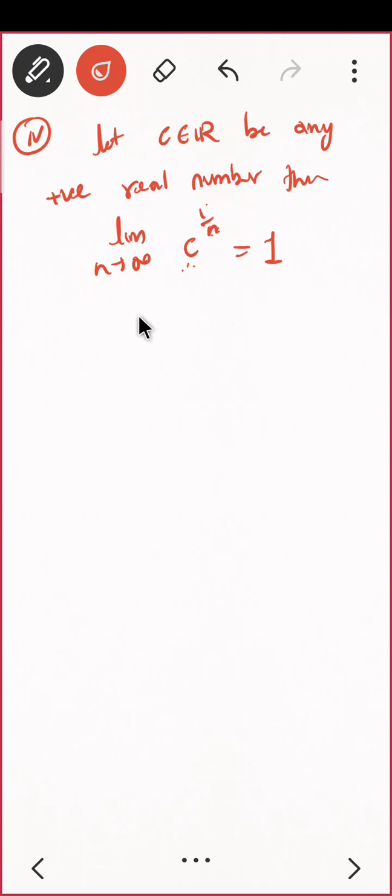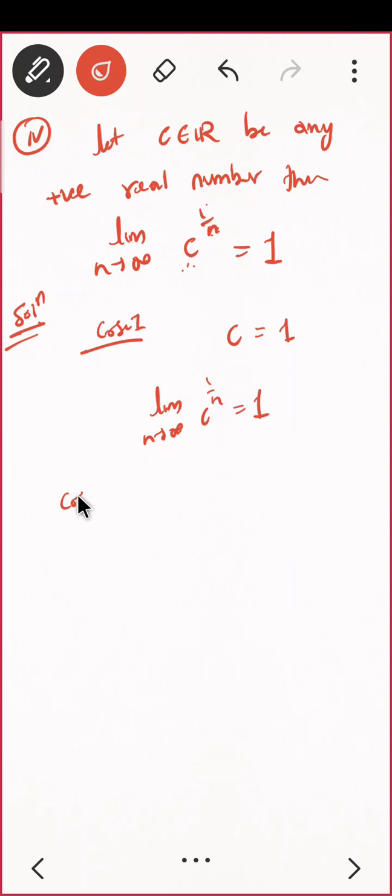What about when C is 1? We need to take three cases here, I think. Yeah. Case 1 will be when C is equal to 1. If you take C equal to 1, then there is nothing to prove. Do you agree? Then limit of n tending to infinity C raised to 1 by n is equal to 1. That is okay. Case 2 I should take when your C is between 0 to 1.